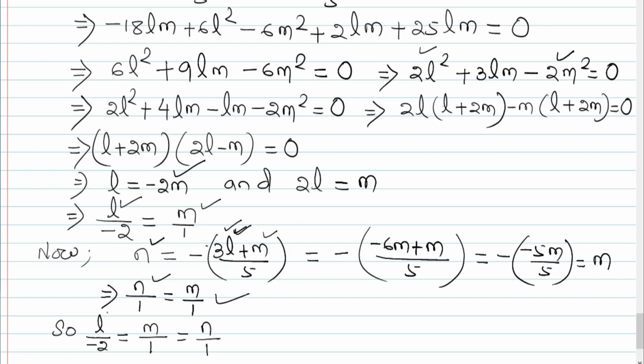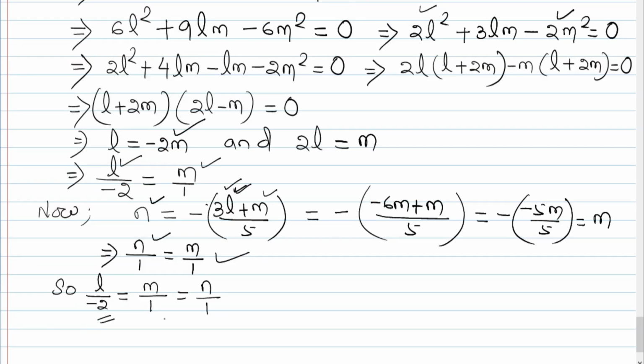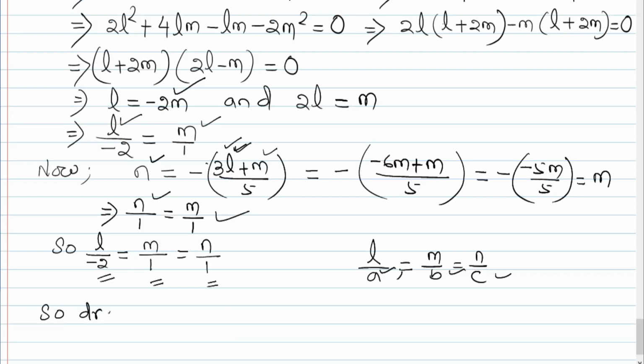We know that DCs and direction ratios are proportional. DRs: l by a is equal to m by b is equal to n by c. So from this, a, b, c are the DRs. So the DRs of the first line are minus 2, 1, 1.